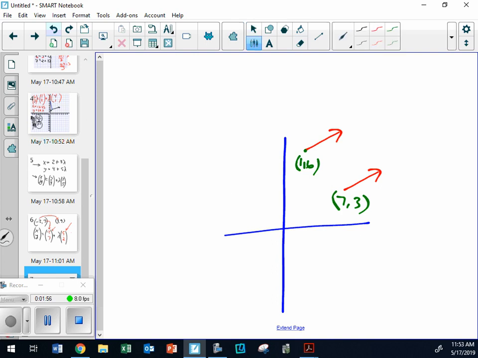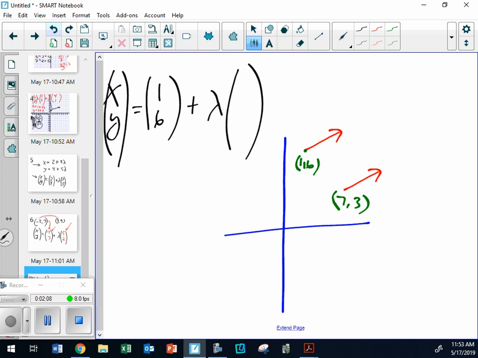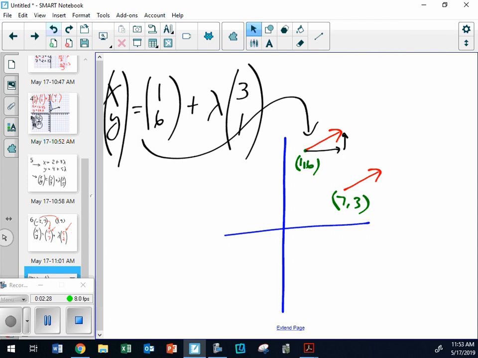Their equation vector goes like this. (x, y) = (1, 6) + lambda (3, 1), over 3 up 1. What just happened? I just wrote that vector in an equation. It's not that bad. Watch me write this other vector. It's starting at a different place, right? But it's still going the same over and up.